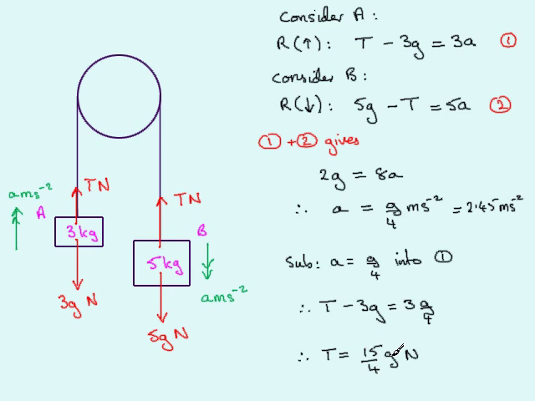So I've got the tension expressed in terms of g. If I wanted to get the decimal version, then taking g to be 9.8, 15/4 times 9.8 gives me a tension of 36.75 newtons.